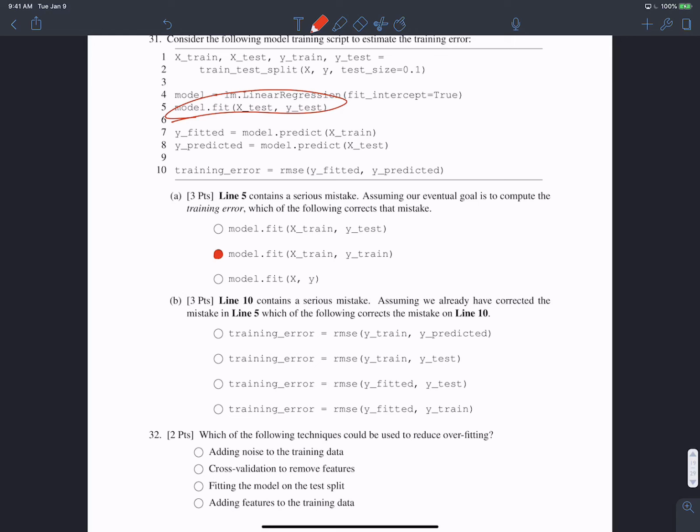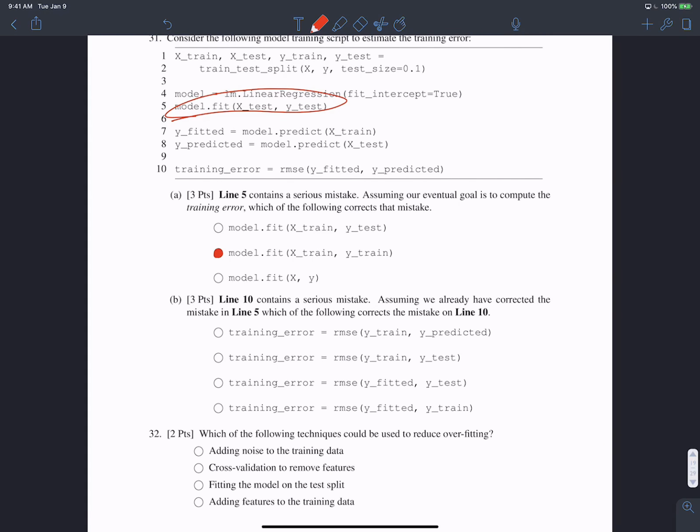In B, we're told line 10 contains a serious mistake, and assuming we've already corrected the mistake in line 5, which of the following fixes the mistake on line 10? Okay, so we want to find, again, the training error, right? So we want to find the RMSE between the true Y values and the predicted Y values, okay? And we see here, Y fitted are the predicted values for our training set. So our predicted is Y fitted.